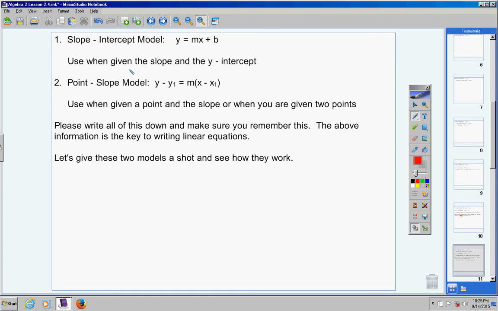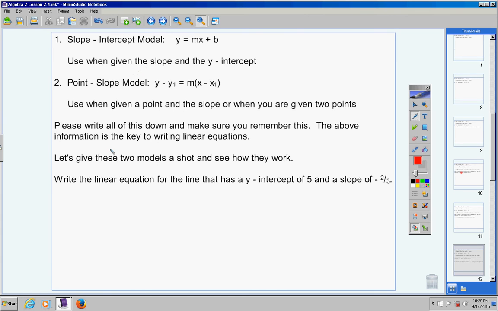Let's give these two models a shot and see how they work. Write the linear equation for the line that has a y-intercept of 5 and a slope of negative 2/3. Did I give you 2 points? No. Did I give you a point and the slope? No. But did I give you the slope? Yes. And the y-intercept? Yes. So this is the model you're going to use. Isn't that easy? So write your model down.